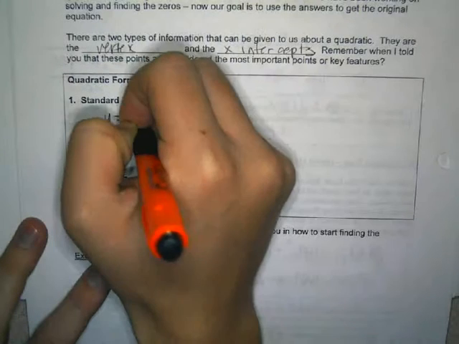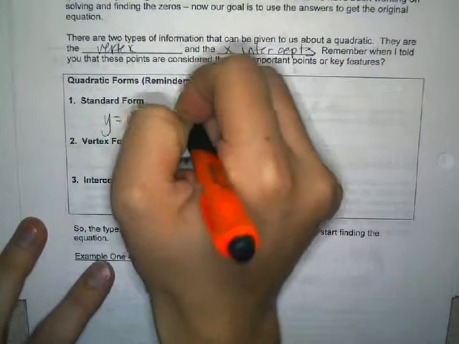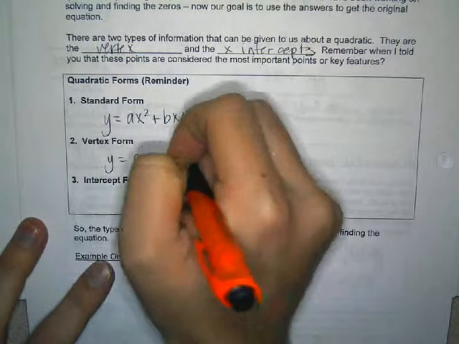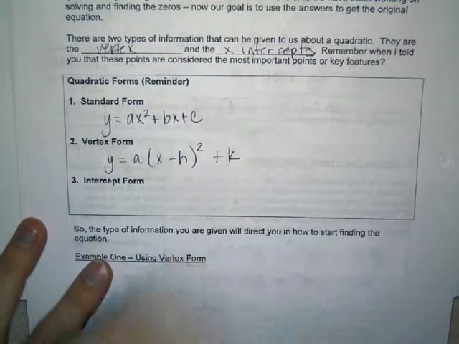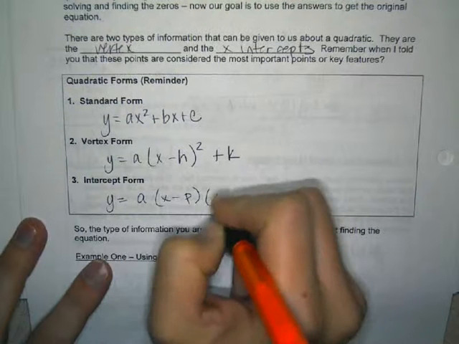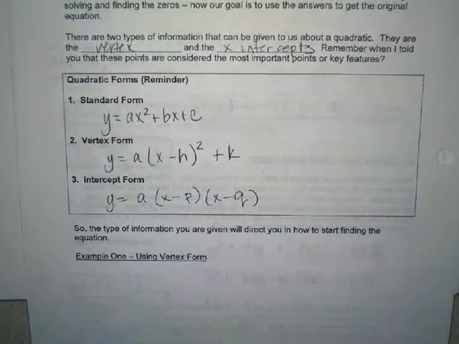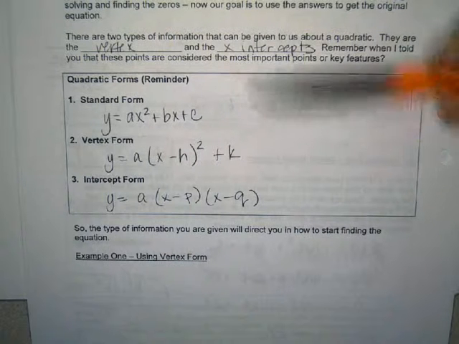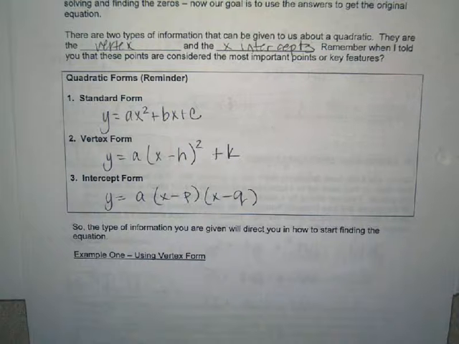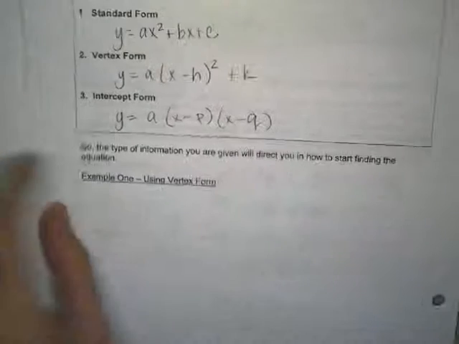Okay, so we have 3 quadratic forms, and this is just a reminder of what these look like. Standard form is y equals ax squared plus bx plus c. Vertex form is y equals a times (x minus h) squared plus k. And intercept form is y equals a times (x minus p) times (x minus q). So these are the forms. All 3 of these are quadratics, but they are all written 3 different ways based on the information that they supply. So the type of information you're given will direct you in how to start finding the equation.